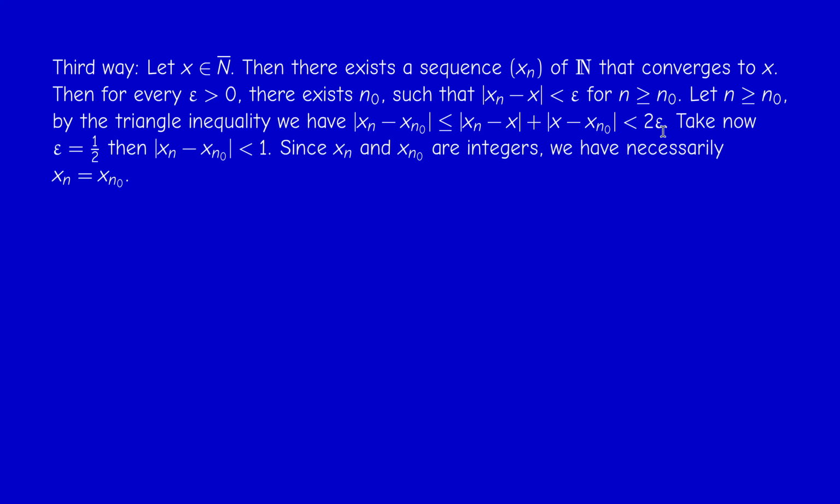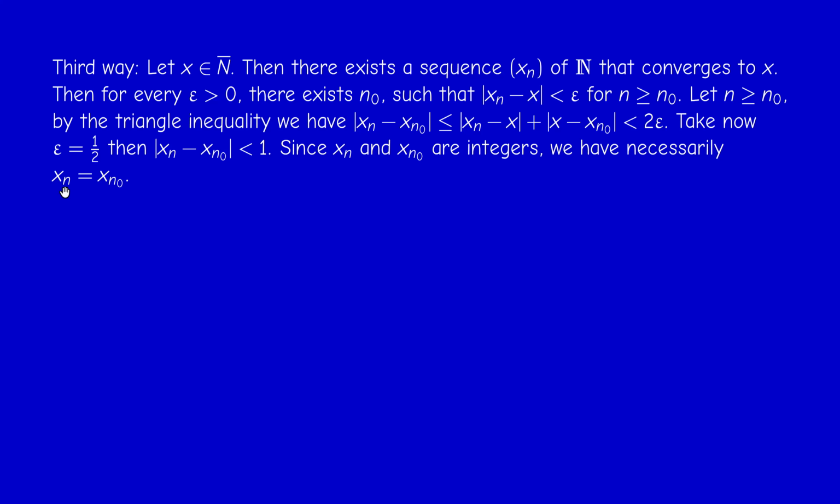Now, if we take epsilon equal 1/2, then starting from a certain rank n0, I have xn minus xn0 is less than 1. So I have two integers now. xn is an integer, and xn0 is another integer, and the distance between them is less than 1. So we have to conclude that they are equal, because if they were distinct, the distance between them would be at least 1.